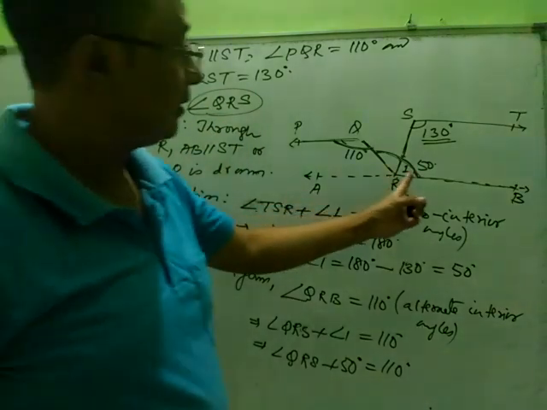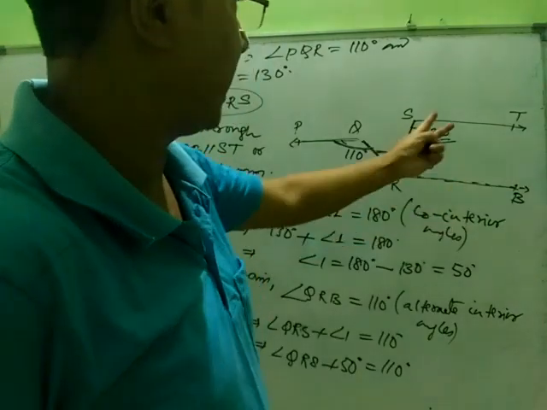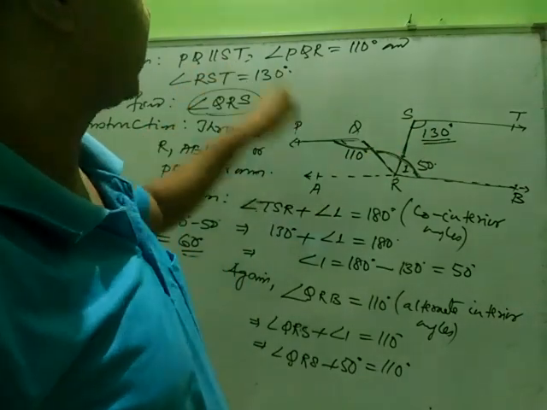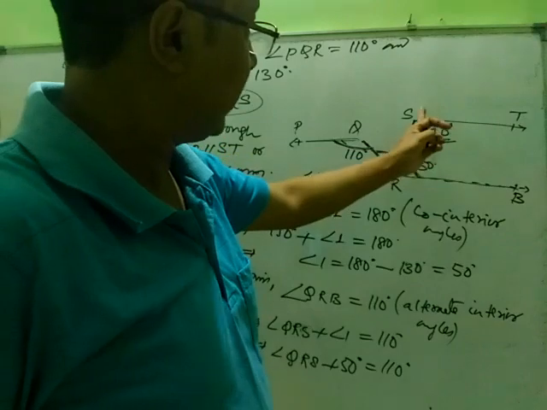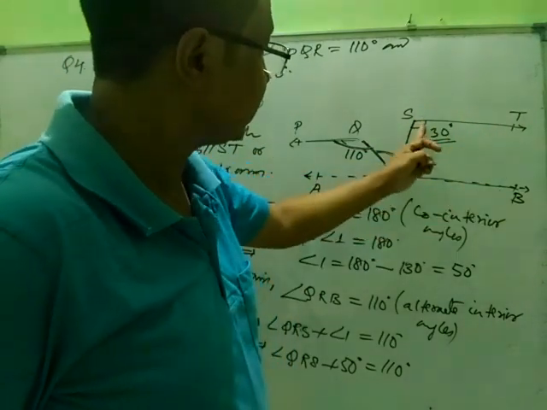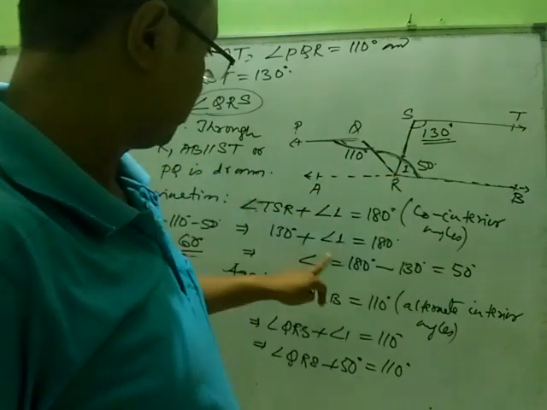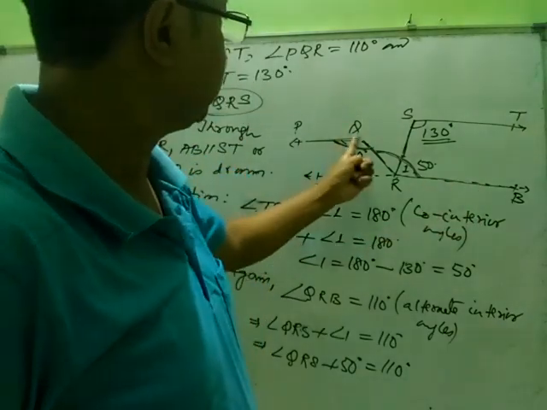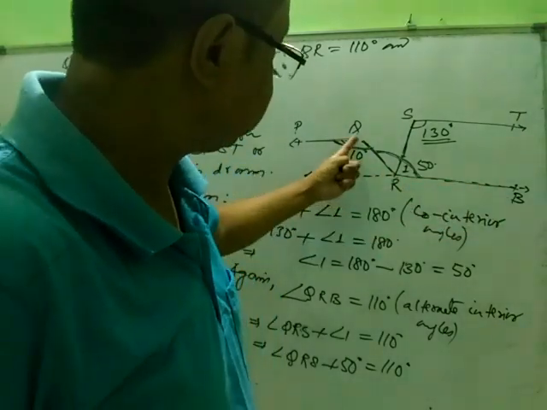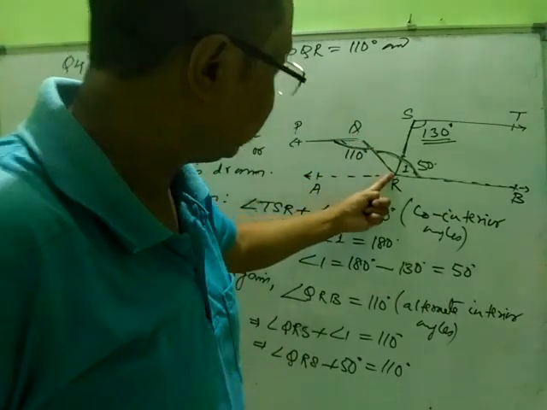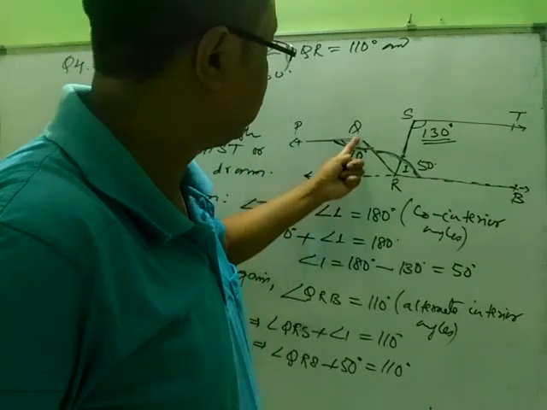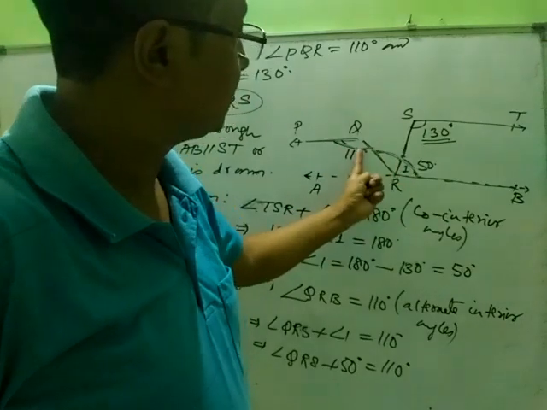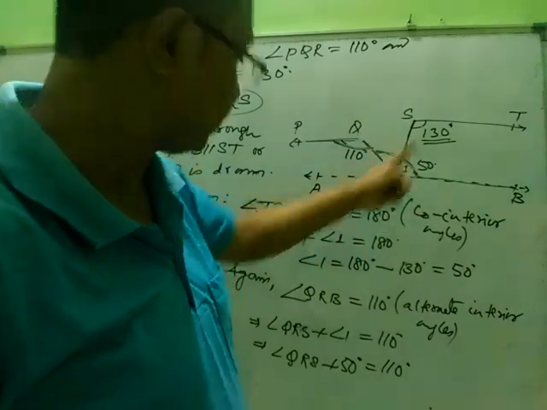So through R, you took a line AB parallel to either ST or PQ, because these two lines are already given as parallel lines. PQ is parallel to ST. Now ST is parallel to RB, so these are the two adjacent interior angles. So you got angle 1 is 50. Again, PQ is parallel to AB, which means PQ is parallel to RB. So the line QR intersects PQ and RB at Q and R, and that is why this angle and this angle form a pair of alternate interior angles. So you got QRS 60.